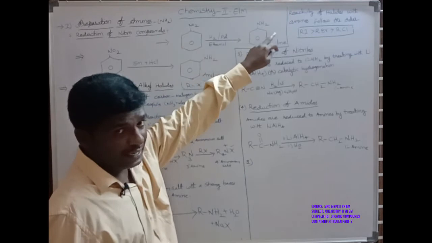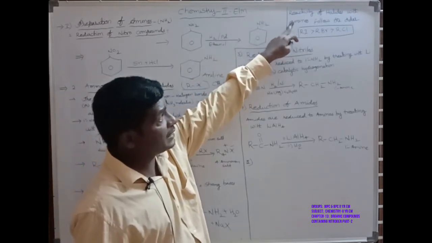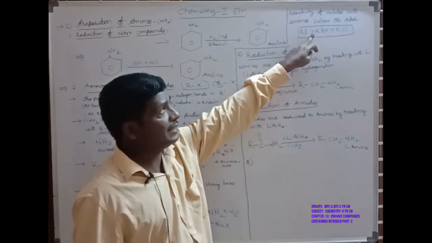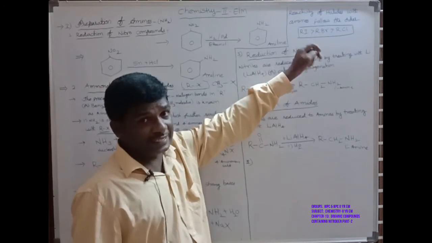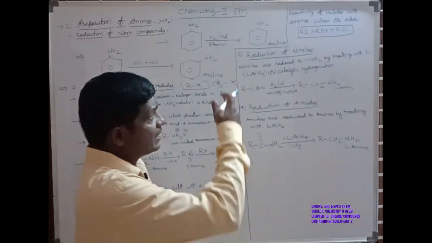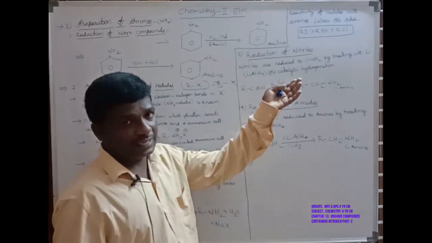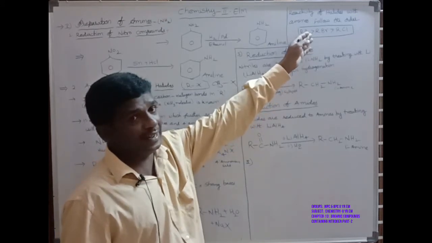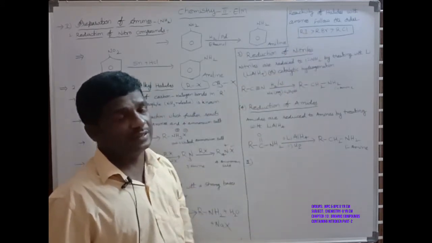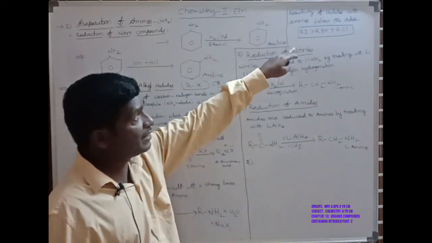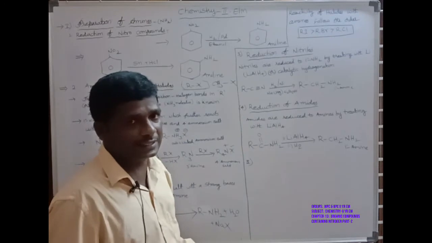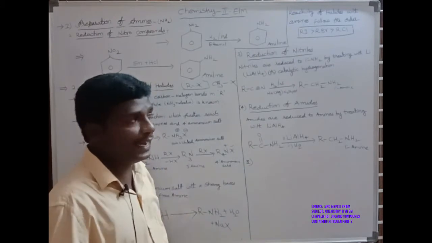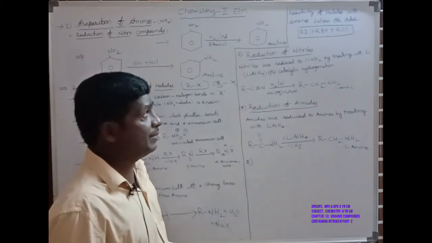Next, the reactivity of the halides, or halogens, the 7th group elements, with amines follows the order: alkyl iodide is greater than alkyl bromide, which is greater than alkyl chloride. That is the order of reactivity of the halides with amines.